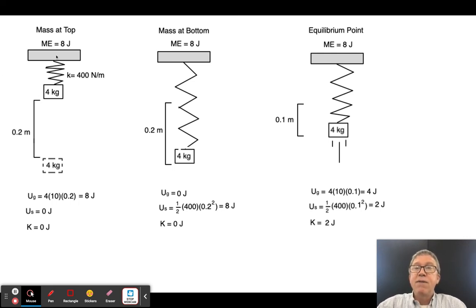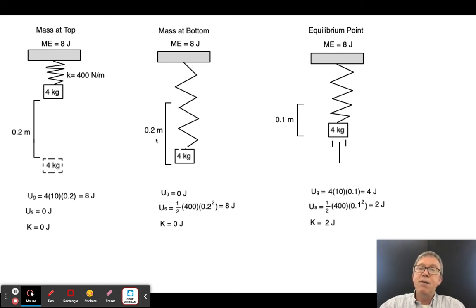Again, I have a 4 kilogram block. The spring constant is 400. So it's basically going to fall, we've established, from here to here, which is 0.2 meters. So if I say 4 times 10 times 0.2, that gives me 8 joules. So I've got 8 joules of mechanical energy here, all in the form of gravitational potential energy.